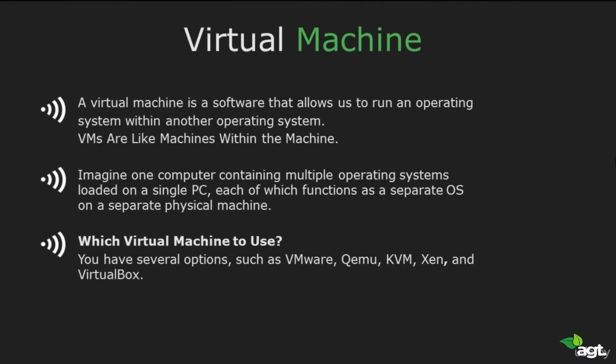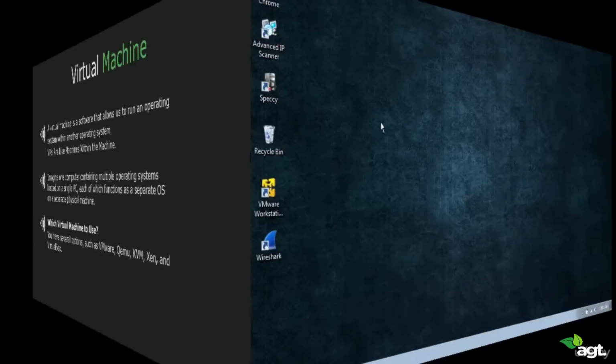In this tutorial I will show you the fastest way to set up a virtual lab to practice your wireless hacks using a virtual machine. A virtual machine allows you to play with another operating system without leaving your current operating system. You have several options of different virtual machines, but for this tutorial I will use VMware Player. So let's switch to my computer and download VMware.